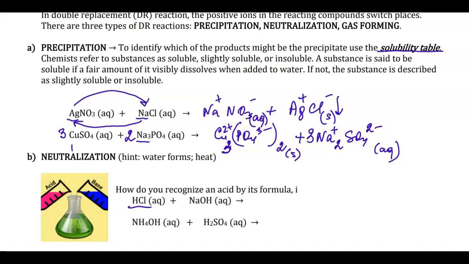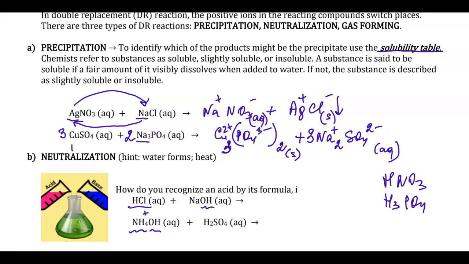So HCl, H2SO4, like HNO3, H3PO4, right? So they have something in common. They have hydrogen at the beginning all the time. And how to recognize base? Base has OH. Usually it's metal, it's an ionic compound, so it requires metal as a cation or ammonium NH4 ion.